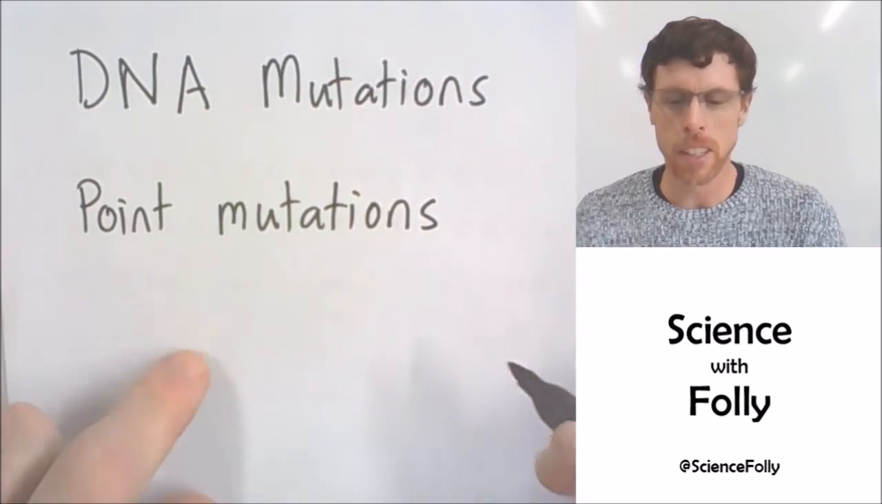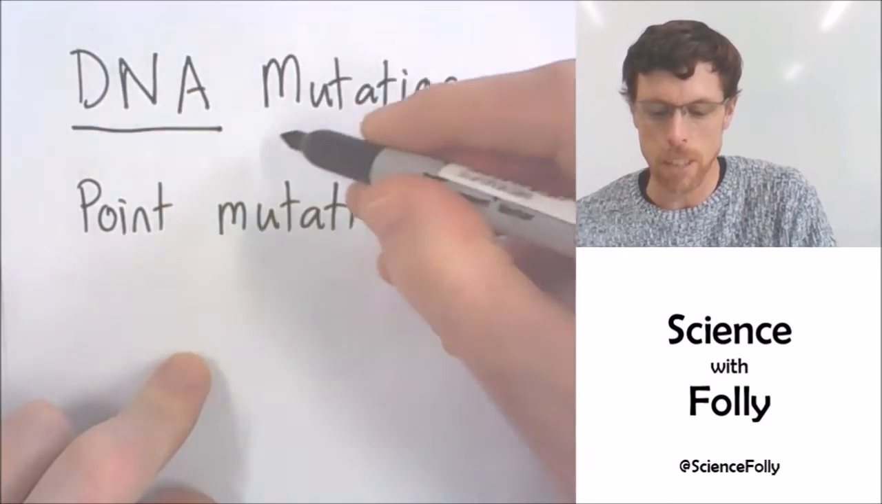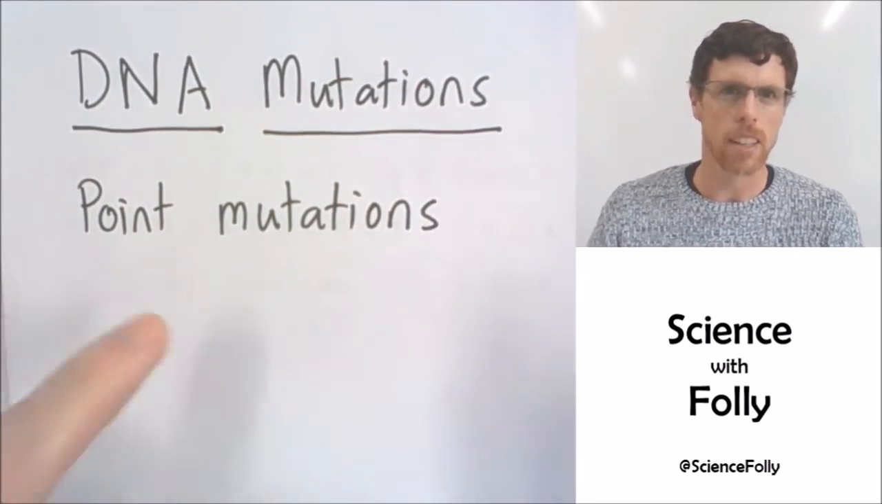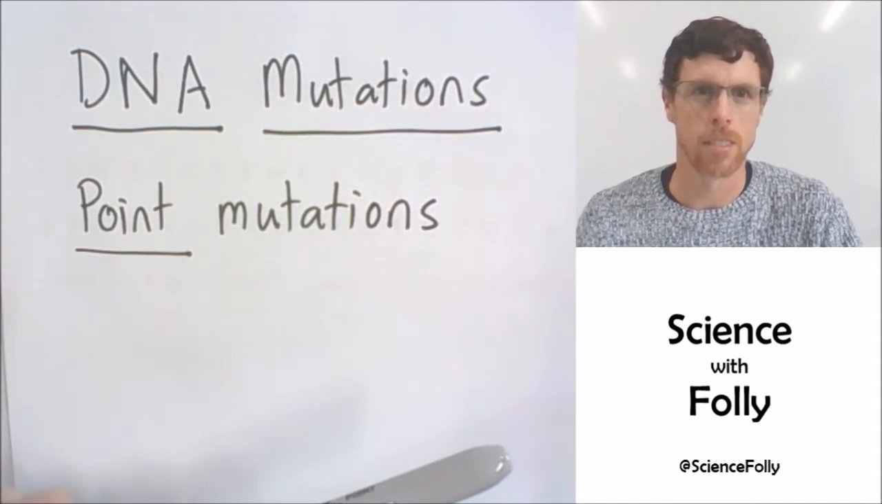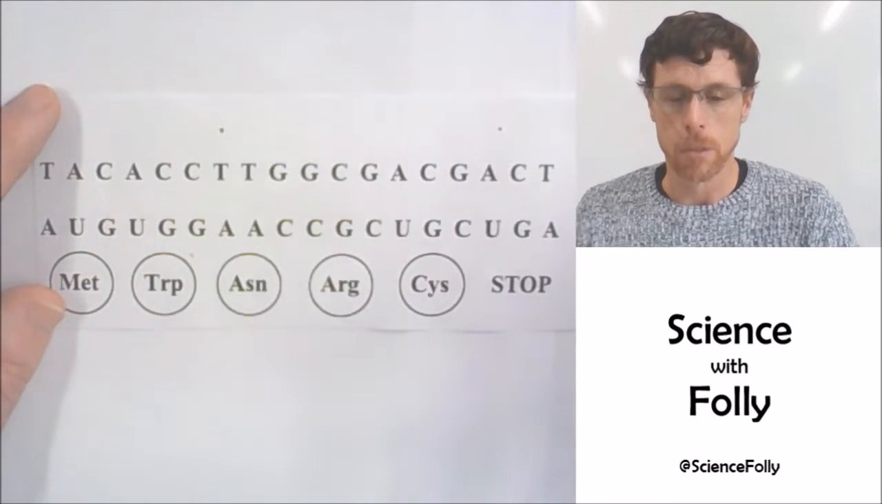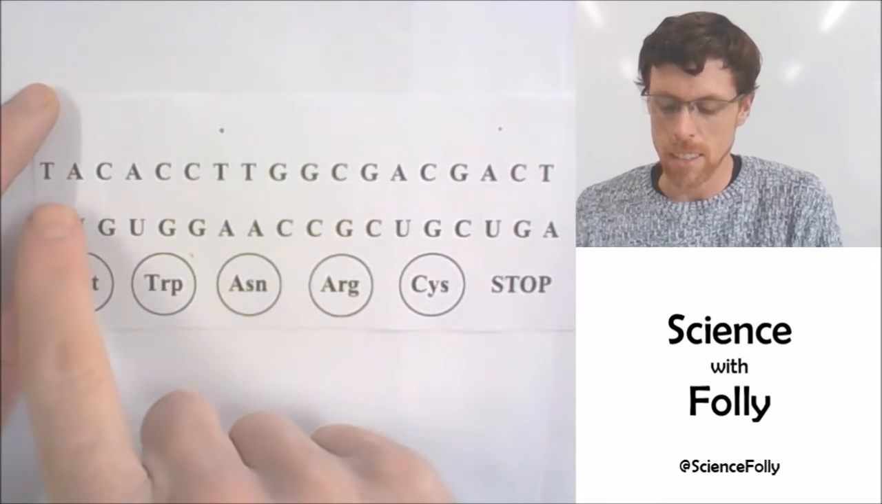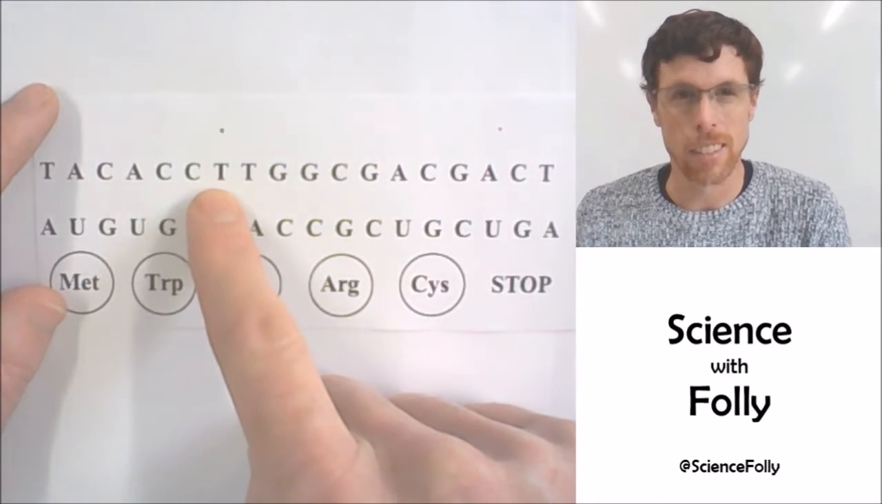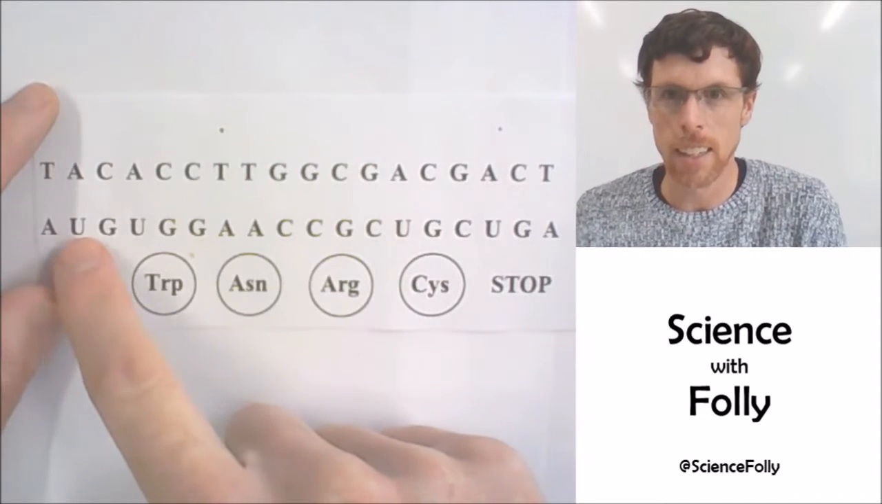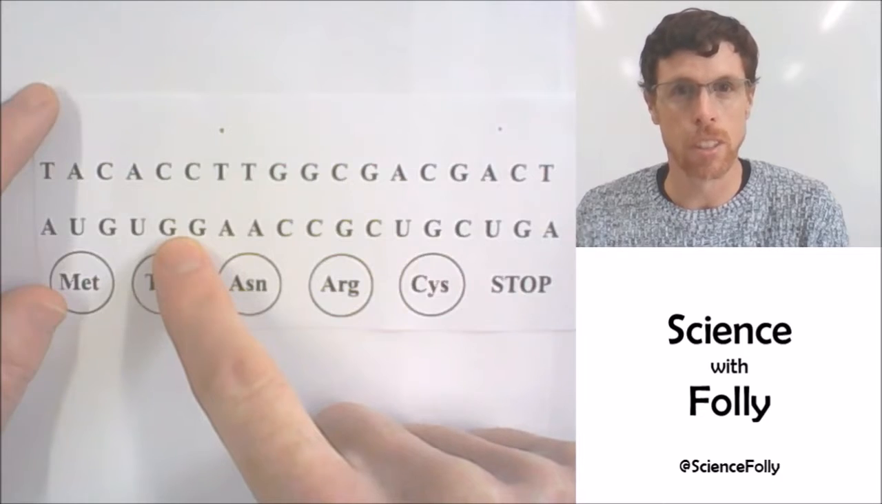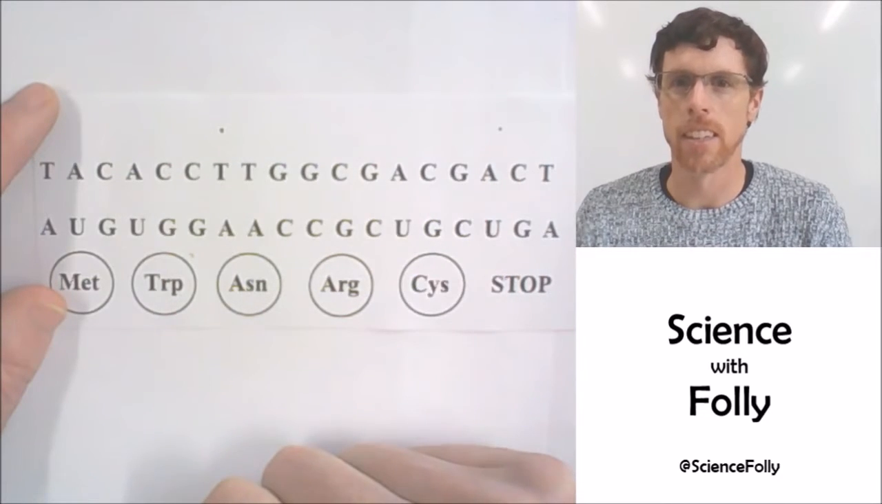Today we're going to be learning about DNA mutations, and in particular a certain kind of mutations which we call point mutations. So here we have some genetic code. As you can see, the top line has got T's in it. So what is it? It's DNA. Down here, this line has got U's in it, so it's RNA.